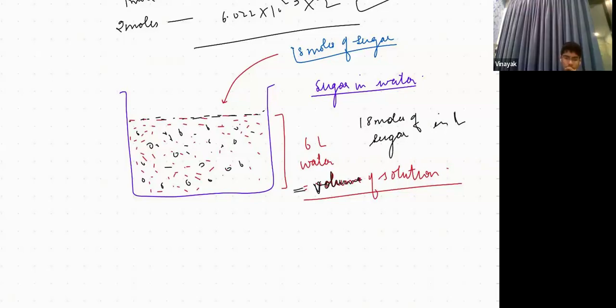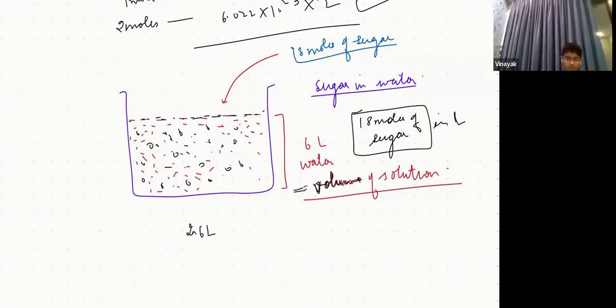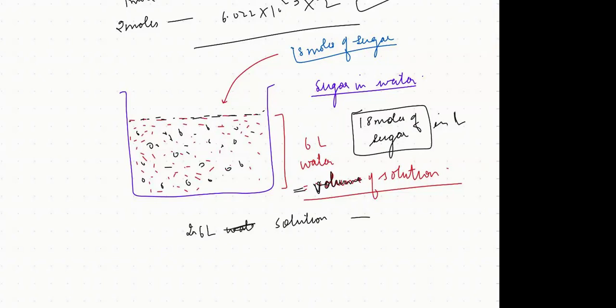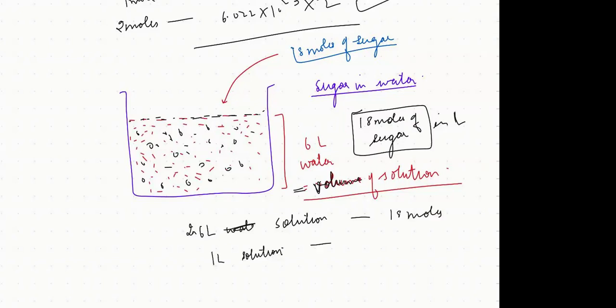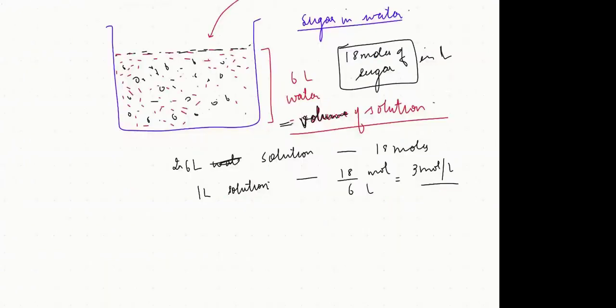So what would you say? That in 6 liters water or in 6 liter solution, how many total moles of sugar do we have? 18 moles of sugar. So 1 liter solution, 18 by 6 moles per liter. So that shall be 3 moles per liter. That would be the concentration, right? So that is molarity.